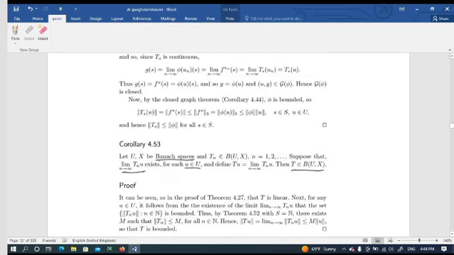Another way: let U and X be Banach spaces and Tn belong to B(U, X) for n from 1 to 3 and so on. Suppose that the limit of Tn u exists, and define Tu as the limit of Tn u when n goes to infinity, then T must be a bounded operator.